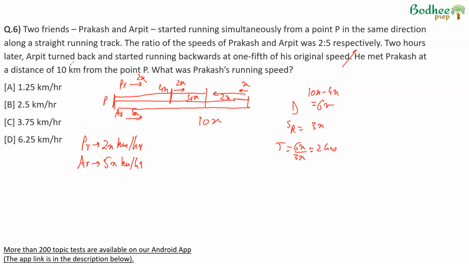Now, the question is, he met Prakash at a distance of 10 kilometers from point P. If we look at the distance covered by Prakash, in the first 2 hours it is 4x kilometers, in the next 2 hours it is 4x kilometers, and at that point Prakash met Arpit, and therefore the distance is 8x. This is given as 10. What was Prakash's running speed? 8x is 10. We have to find 2x, so divide by 4. 2x will be 2.5 kilometers per hour. Option B becomes the answer.